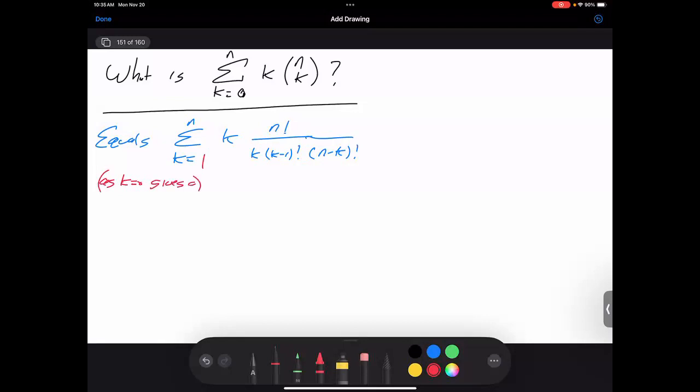Right? So I can cancel out the k's now. Do I want to have an n? Do I want to have k minus 1 times n minus k? What do I want to have? Well, this looks close to a binomial coefficient, right? What's preventing it from being a binomial coefficient?